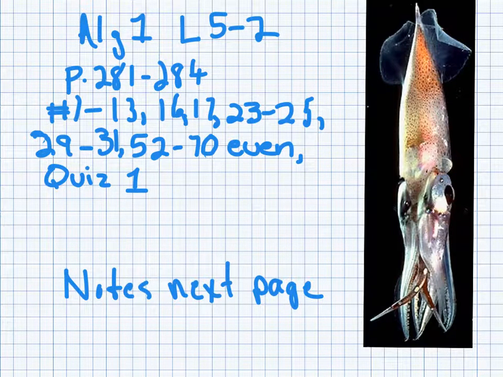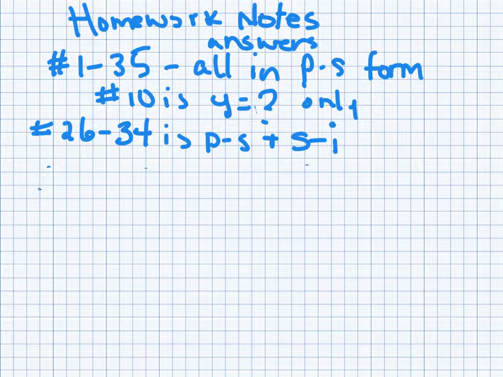Your assignment for Algebra 1, Lesson 5.2, which is on pages 281 to 284, is numbers 1 through 13, 16, 17, 23 through 25, 29 through 31, 52 through 70 even, and quiz 1. I made a few notes on the next page on how your homework should look. In the homework notes, numbers 1 through 35 are all going to be in point-slope form. Number 10 is just y equals and whatever that number is, and 26 through 34 is point-slope and slope-intercept.